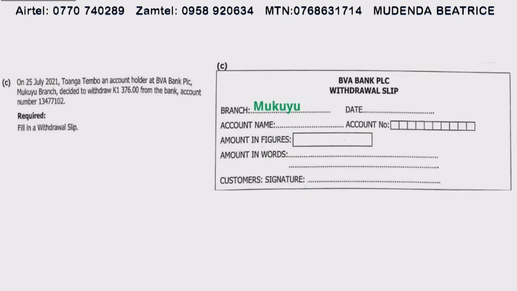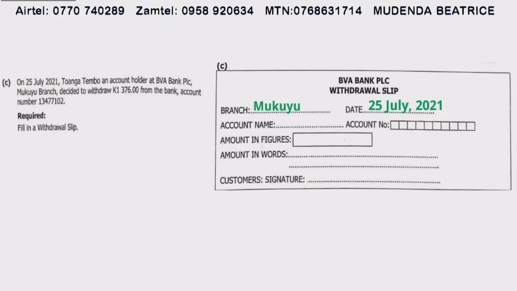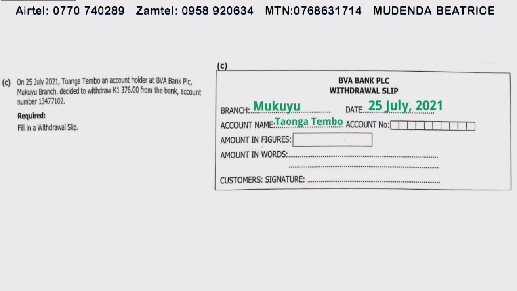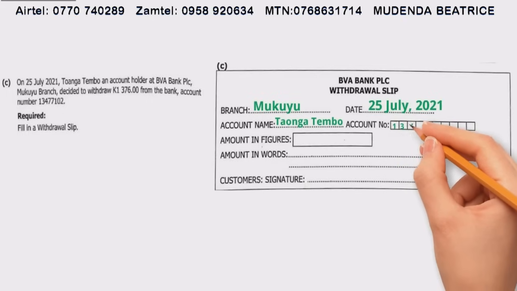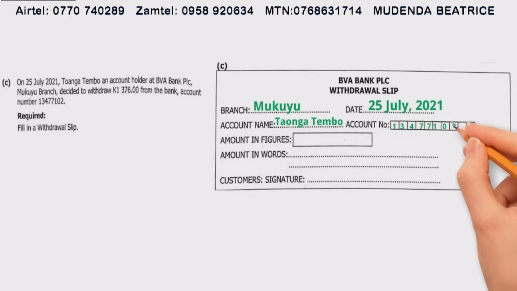Okay, and we come to date: when is Taonga Tembo withdrawing this money? It's on 25th July 2021. So we write 25th July 2021 there. Then we come to account name, that is Taonga Tembo. Okay, account number, so we go to account number, which is 13477102. That is the account number.